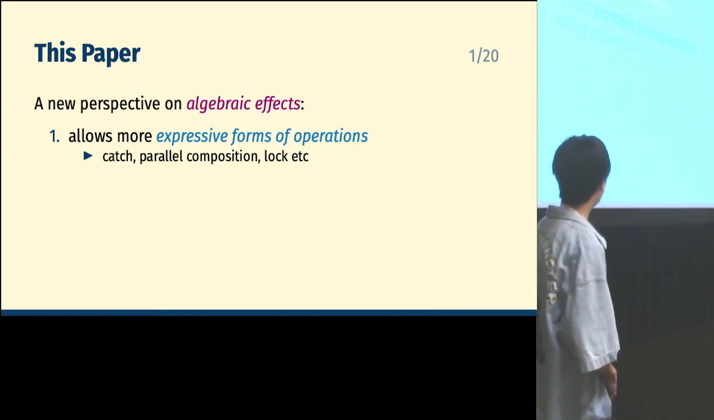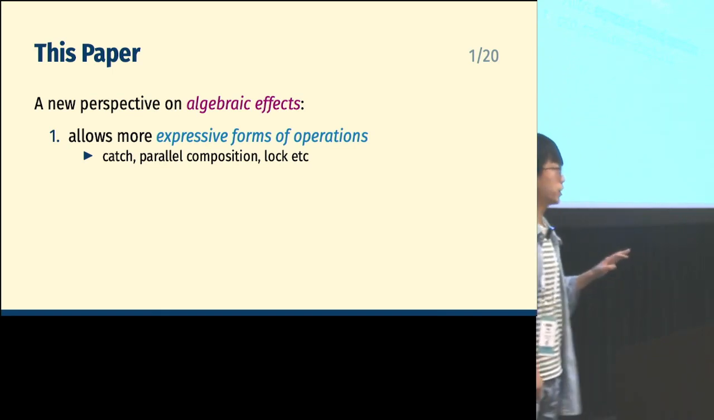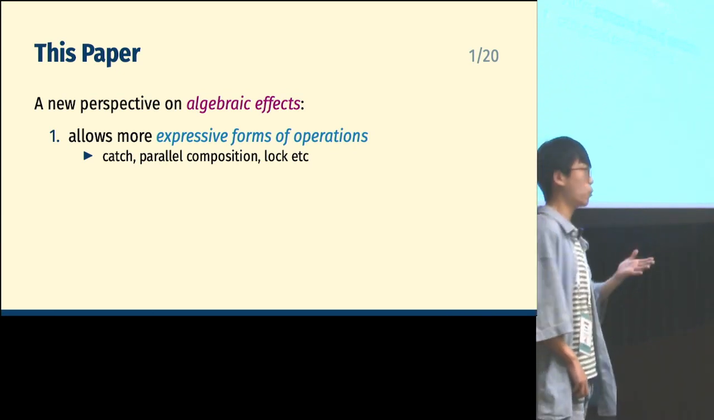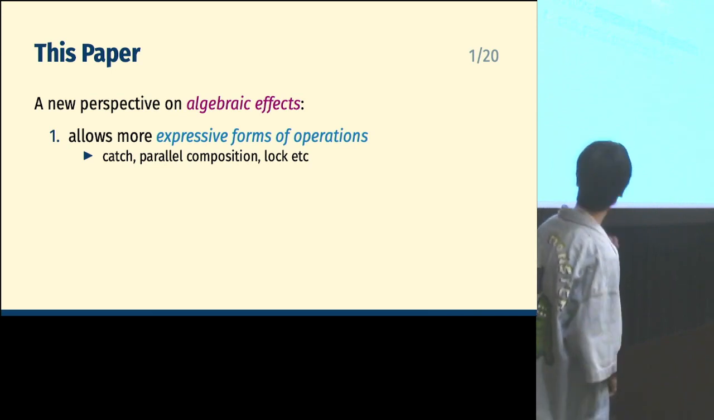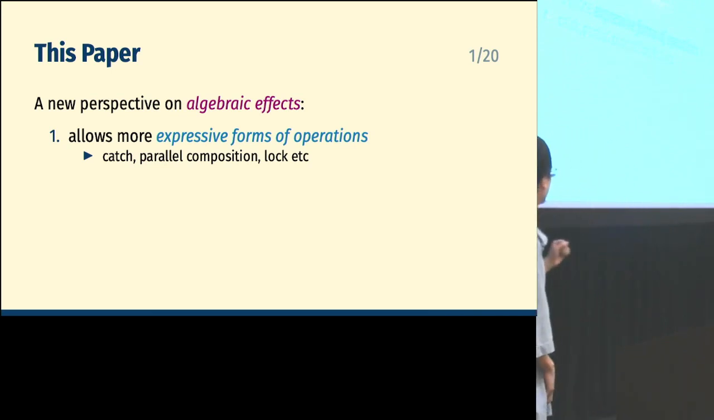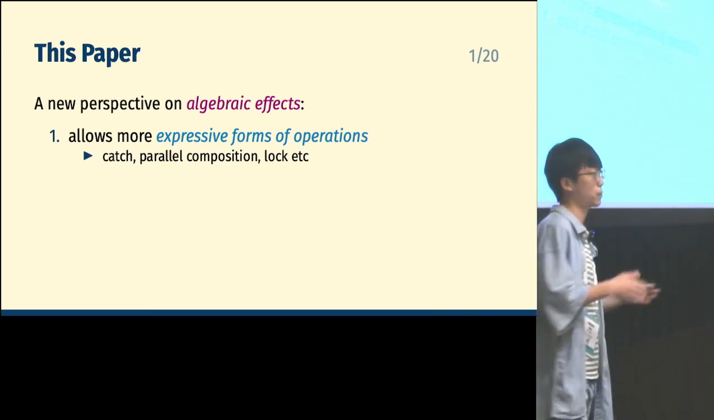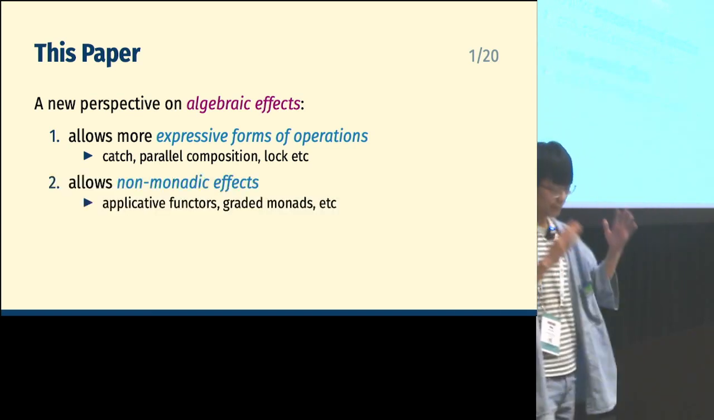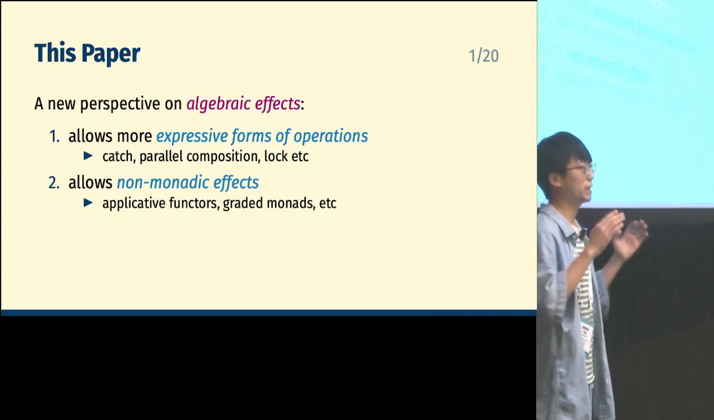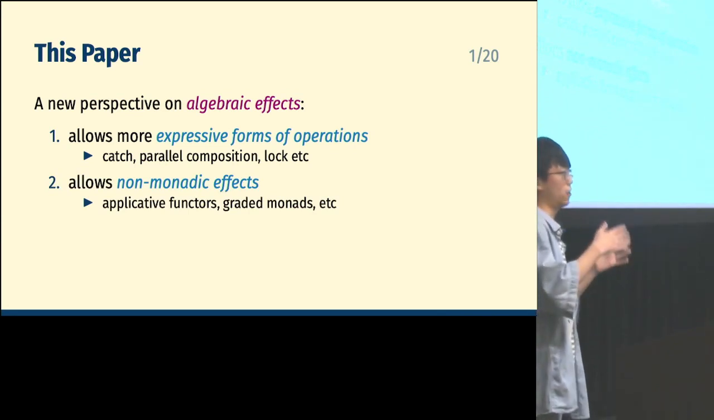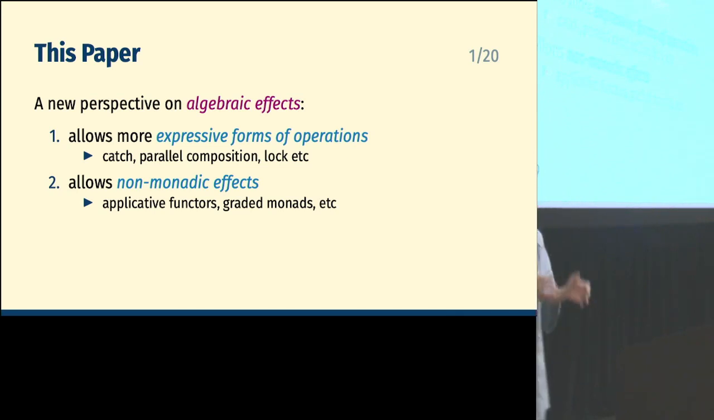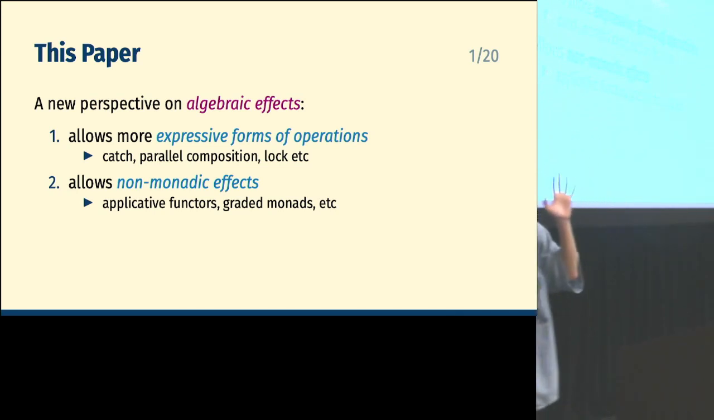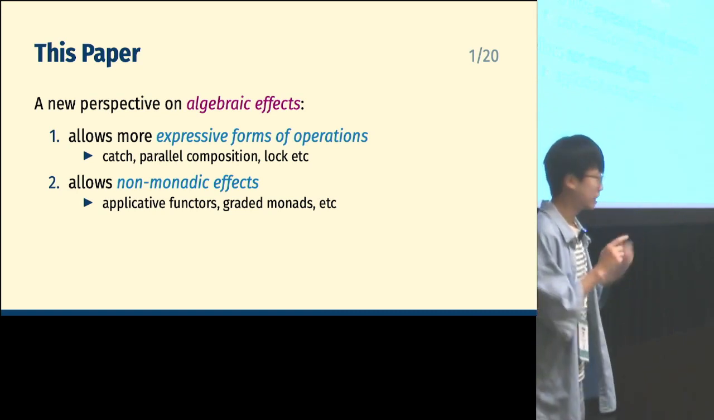The goal of this talk is to develop a new perspective on algebraic effects, which encompasses more general forms of operations, such as exception catching, parallel composition of concurrent programs, and acquiring a lock, and so on. This new perspective also encompasses computational effects that are not monads, but are, for example, indexed functors, graded monads, and so on.